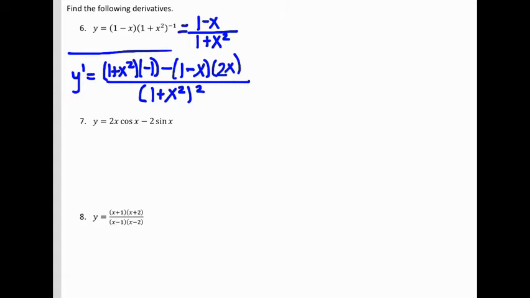Now, free response question. This takes practice to actually just leave it. You don't have to simplify this. So if it's free response, take the derivative and walk away. All right, let's look at number 7.